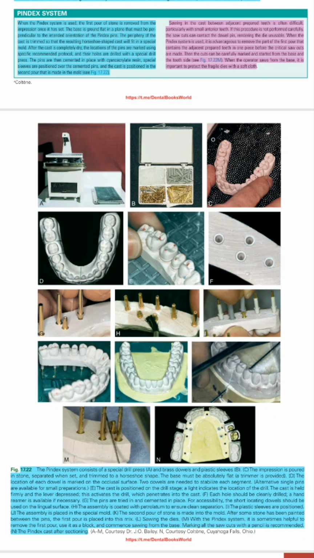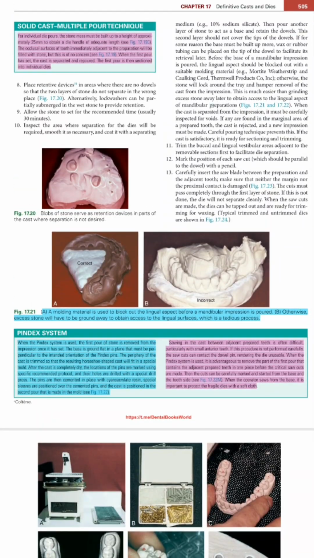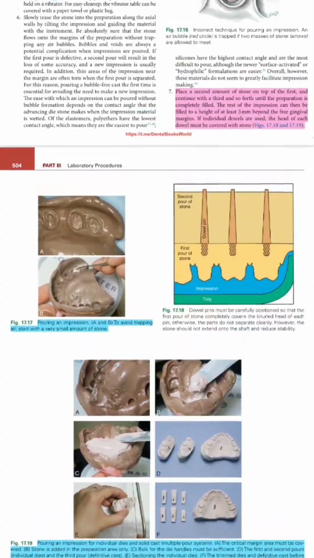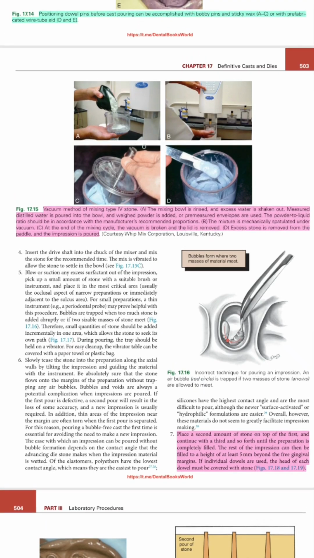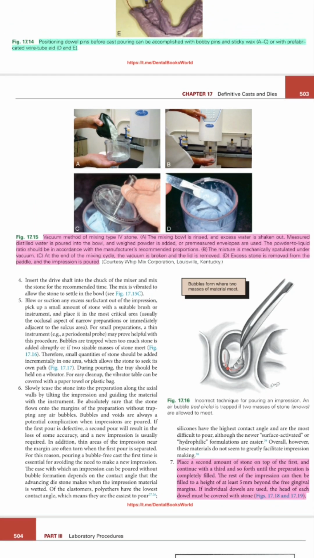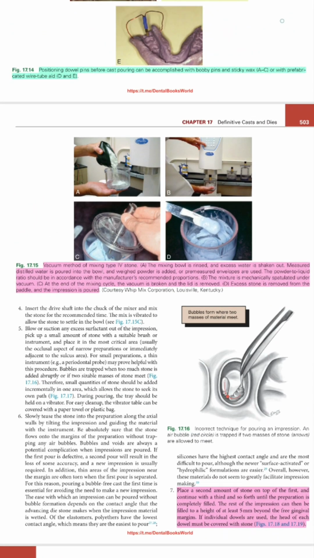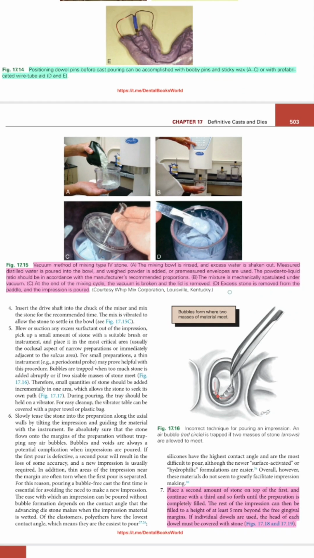We will see some recommendations about the pouring technique. It can be done manually or using these types of vibrators and materials and equipment. For example, this is the vacuum method, where they are saying that pouring the gypsum into the water prevents the bubbles, and we get more accurate results when we put the water first.